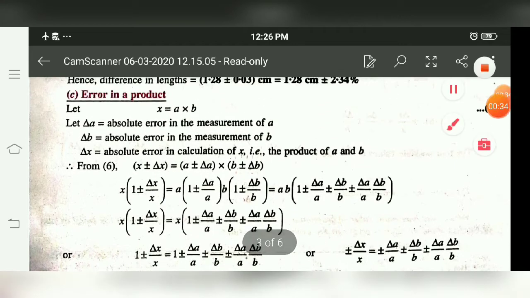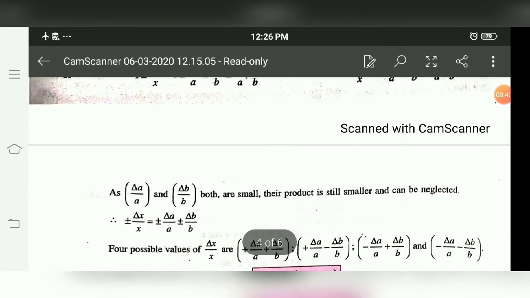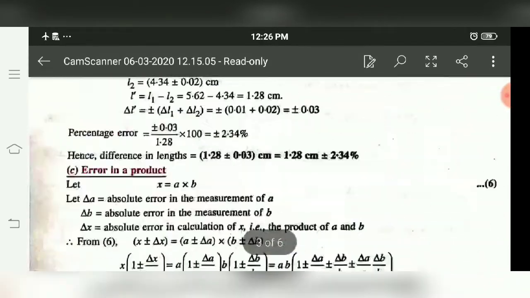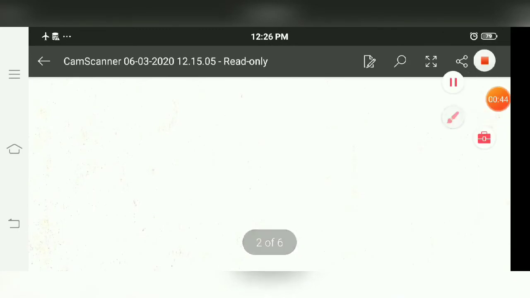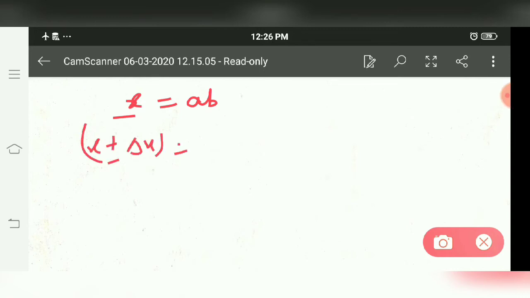Next one is error in product. When we have to solve for error in product, suppose we have x is equal to a into b. Again we write x plus minus delta x is equal to a plus minus delta a into b plus minus delta b.